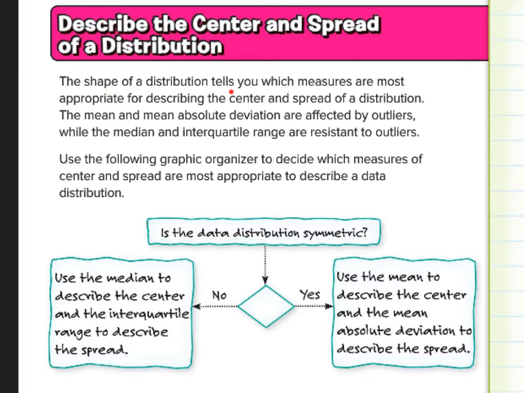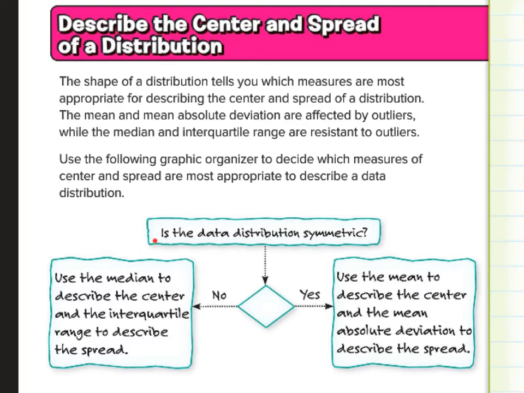The shape of a distribution tells you which measures are most appropriate for describing the center and spread of a distribution. The mean and mean absolute deviation are affected by outliers, while the median and interquartile range are resistant to outliers, meaning they're not affected by outliers. Use the following graphic organizer to describe which measures of center and spread are most appropriate to describe a data distribution.